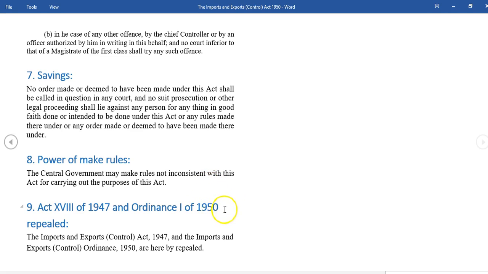So what happened initially is that in 1950, when the act was initiated, there was no session in the parliament, so they first called it an ordinance, but when the parliament passed the law, it became the Import and Export Control Act 1950. That's why the previous ordinance was also cancelled, because now the law is in effect. So that's all about the Import and Export Control Act, and thank you all.